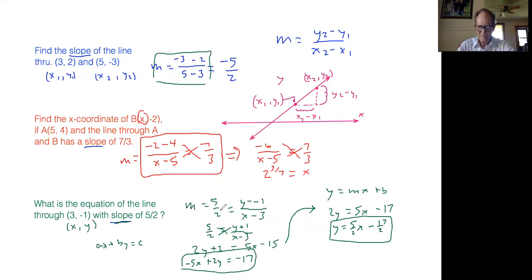Now notice how, in all 3 cases, we used the slope formula. Here we used it, here we used it, here we used it. And we got 3 different kinds of answers. Here we got the actual slope. Here we got the x-coordinate, the missing x-coordinate of point B. And here we got the equation of the line through this point and the mystery point. Okay, I hope you've seen how to use a tool in different ways.